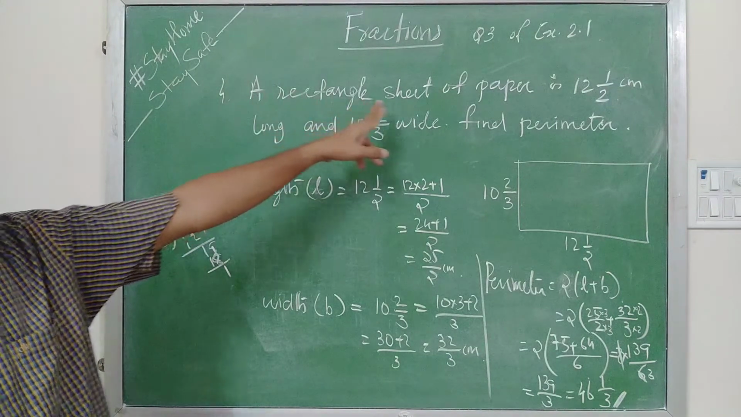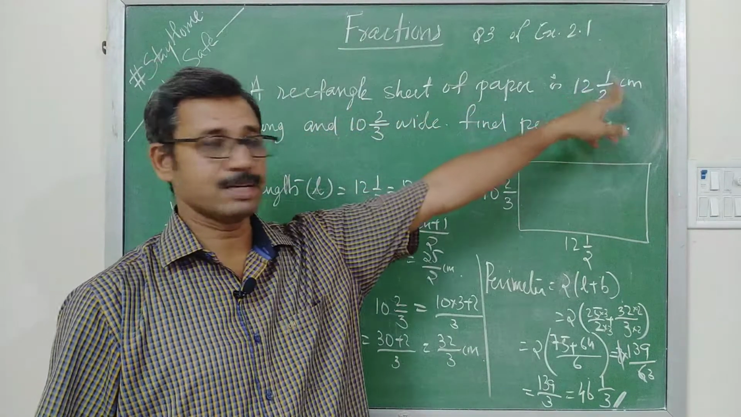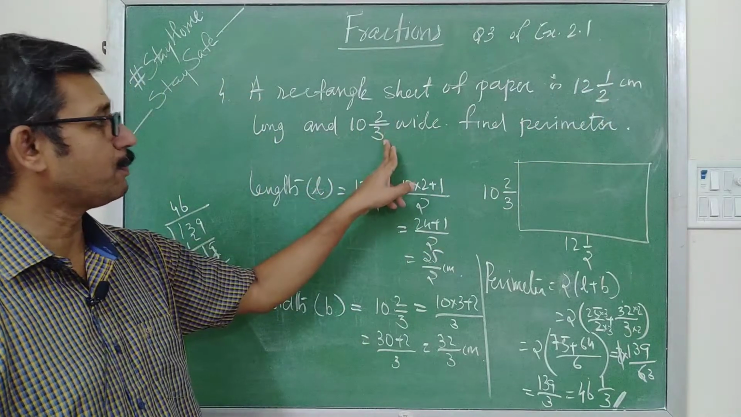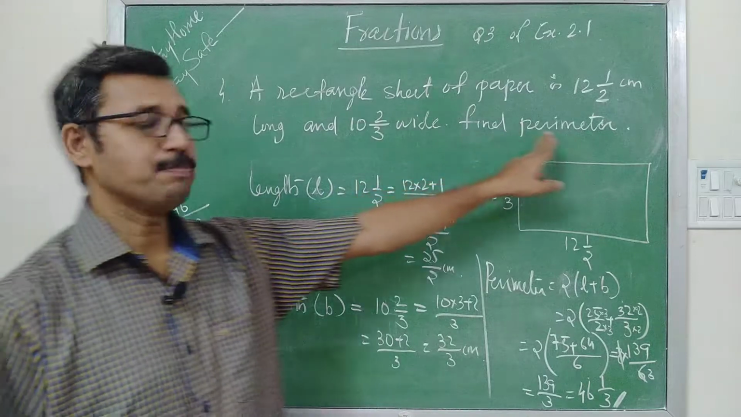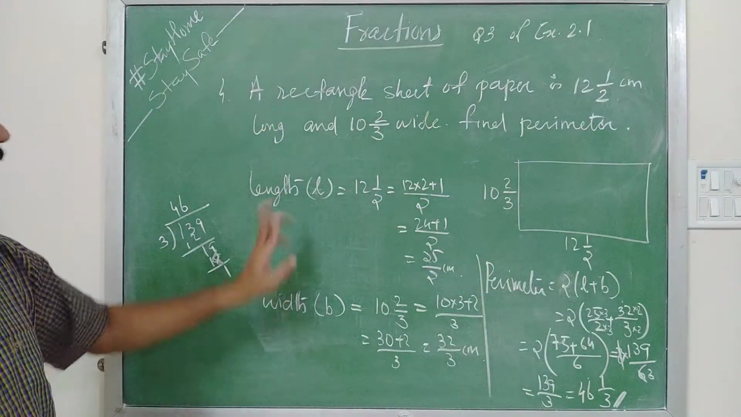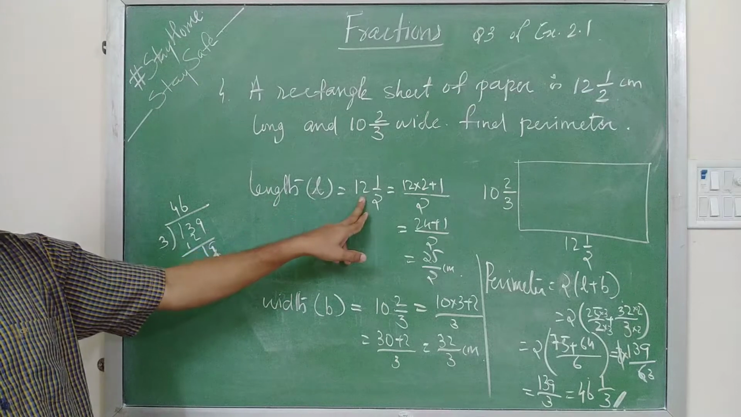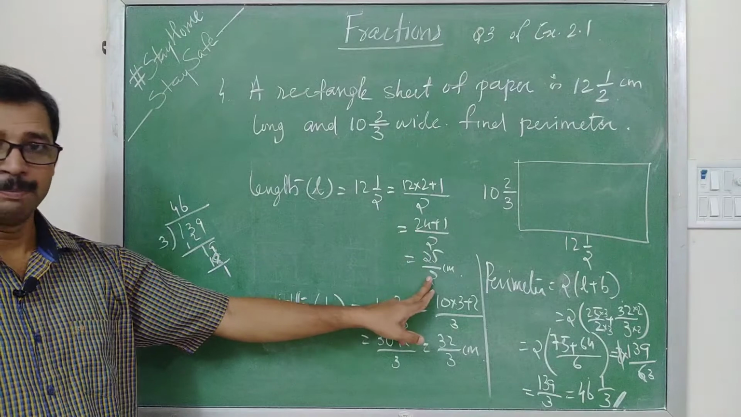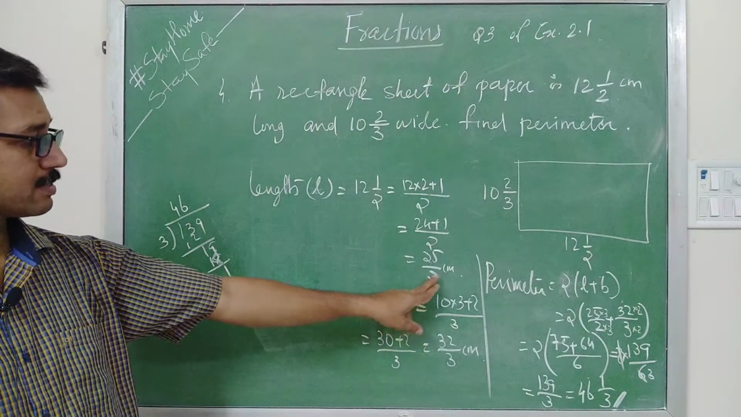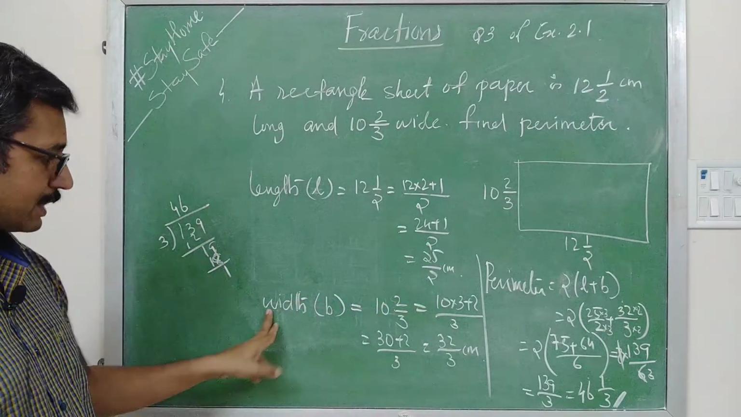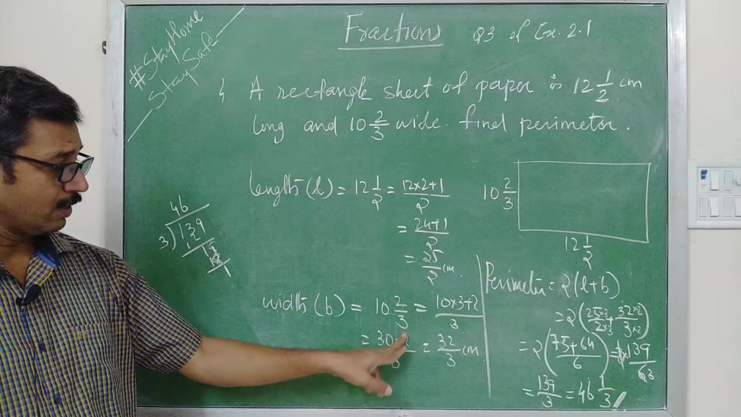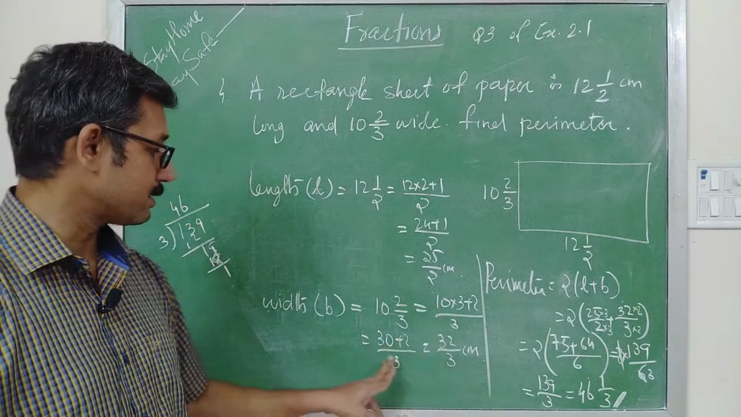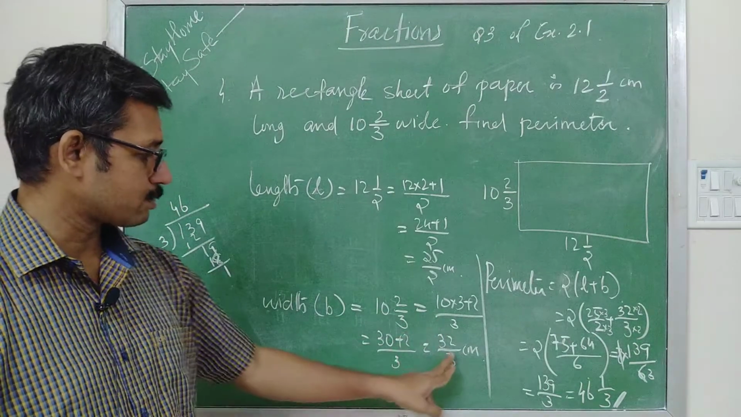Question: a rectangular sheet of paper is 12 integer 1 upon 2 centimeter long and 10 integer 2 upon 3 width. Find the perimeter. Here the length is 12 integer 1 upon 2, and we are converting it into an improper fraction, so we got 25 upon 2. And the width, that is breadth, is 10 integer 2 upon 3. Again we are converting it into an improper fraction, so 30 plus 2, that is 32 upon 3.